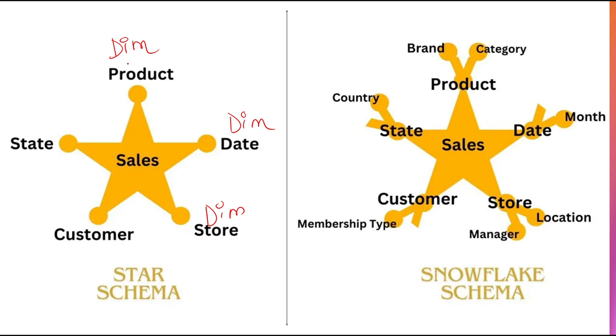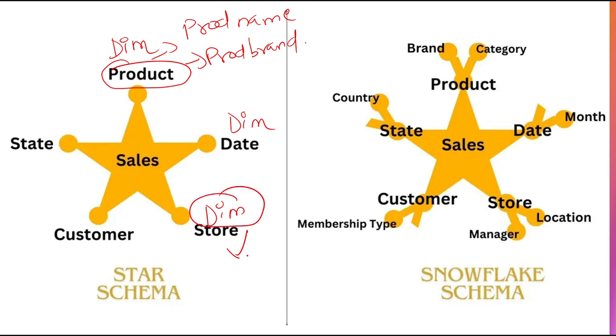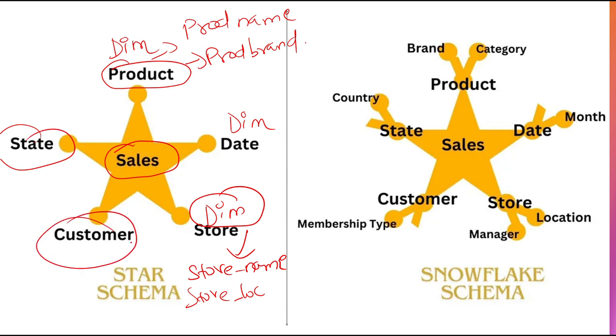And the dimensions, as you can see, this product can have dimensions like product name, product brand, and everything. And like you can see, store is a dimension which can have data like store name, store location, and everything. So these are the dimensions. These are the facts, and the facts are surrounded by multiple dimensions. This is called a star schema. I think this can make you understand much more easily.